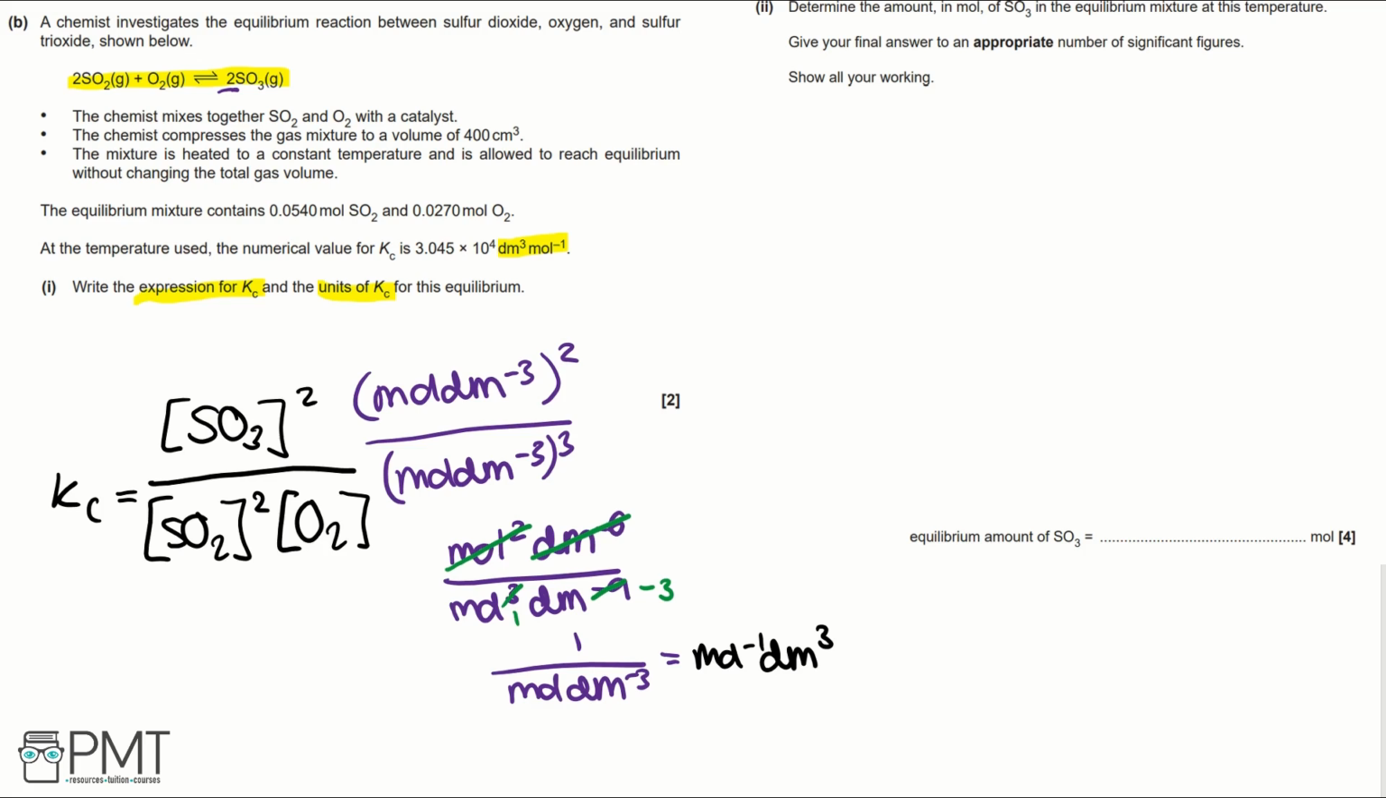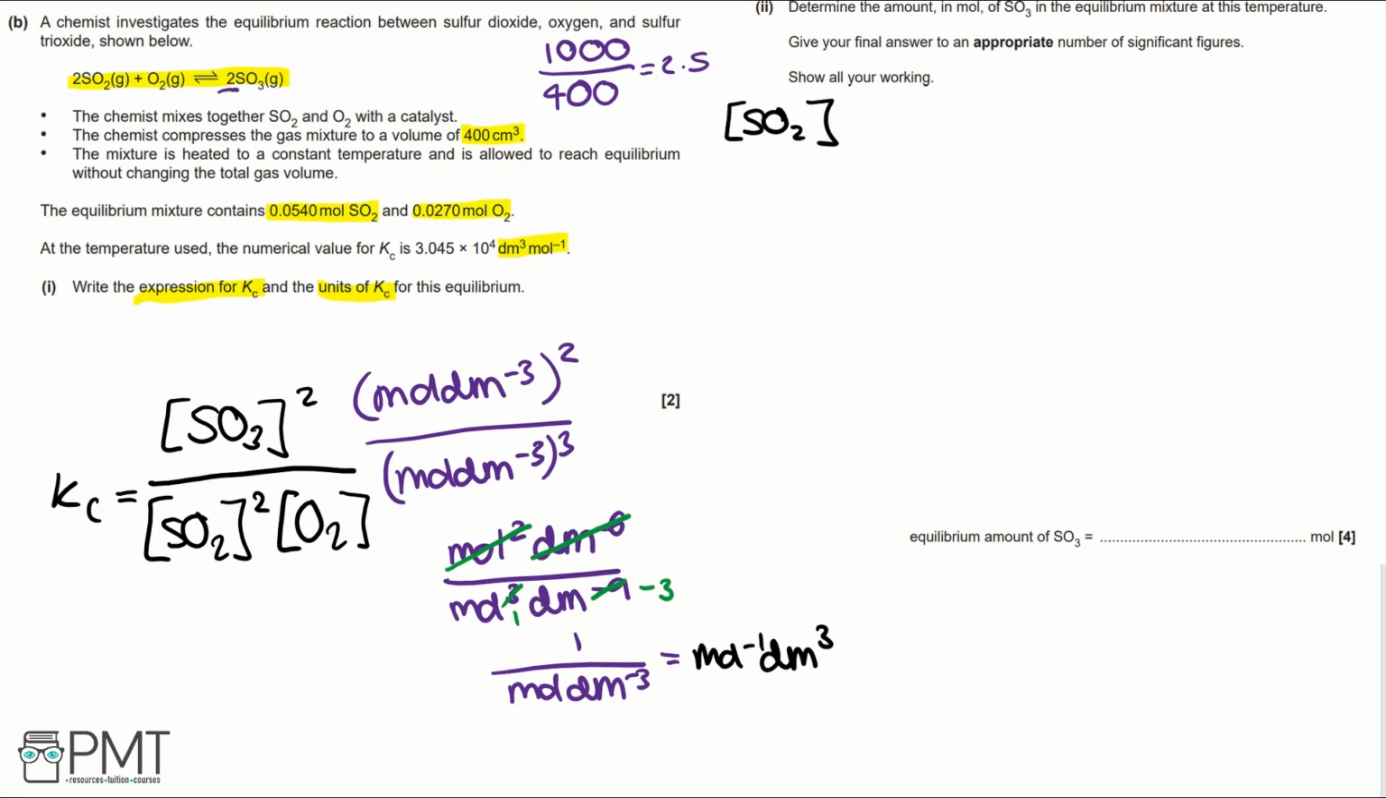Firstly, let's look at the question. We're told that all gas volumes are compressed to 400 centimeters cubed. That means we're going to take the moles and times it by 1000 divided by 400. 1000 is the number of centimeters cubed in a decimeter cubed, and that equals 2.5. So looking for the moles we're given the moles of sulfur dioxide and the moles of oxygen. So then we can work out their concentrations.